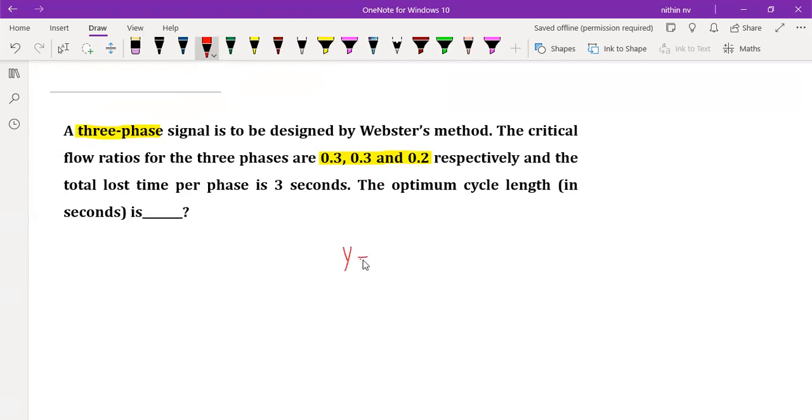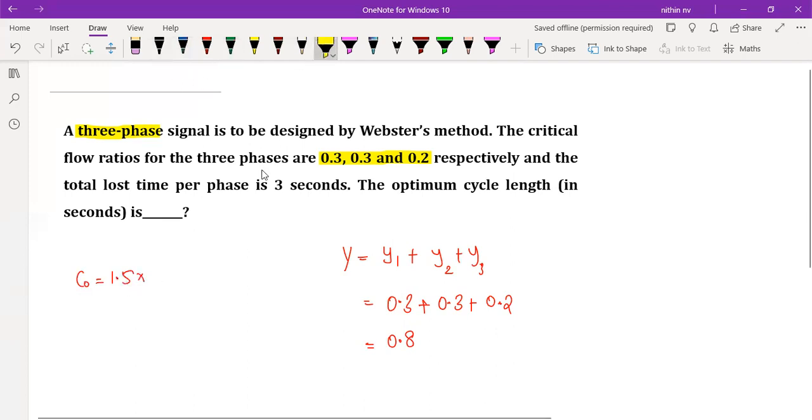So 3 phases means capital Y is going to be Y1 plus Y2 plus Y3. Here also they have not given what is the sum. Instead, they have given these ratios. First one is 0.3. Second one is also 0.3. The third one is 0.2. Now, if you are adding, you are going to get 0.8 as the capital Y value. Right or not? Now, C0 is equal to 1.5 L plus 5 divided by 1 minus Y. How much is capital L? Look at the question. What they have given. The lost time per phase is 3 seconds. Right? I already told you that. Then how much will be capital L?